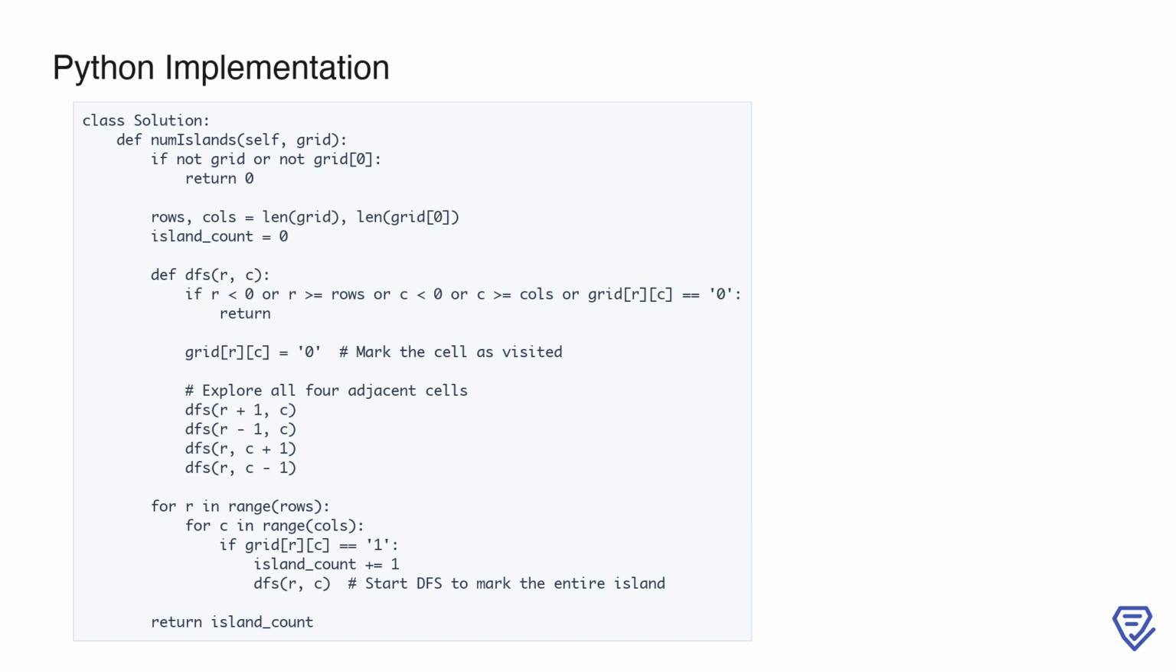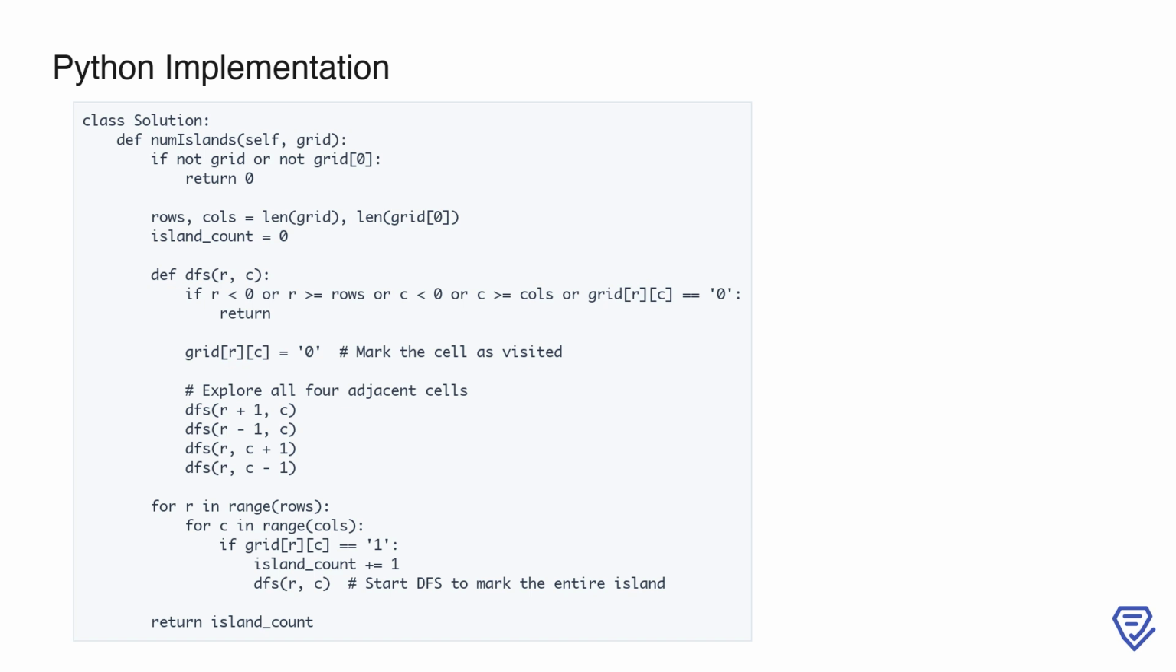The outer loops iterate through every cell in the grid. When a land cell, 1, is encountered, it indicates a new island. The island_count is incremented, and the DFS function is called to mark all connected cells of this island as visited. Finally, the function returns island_count, which represents the total number of islands in the grid.